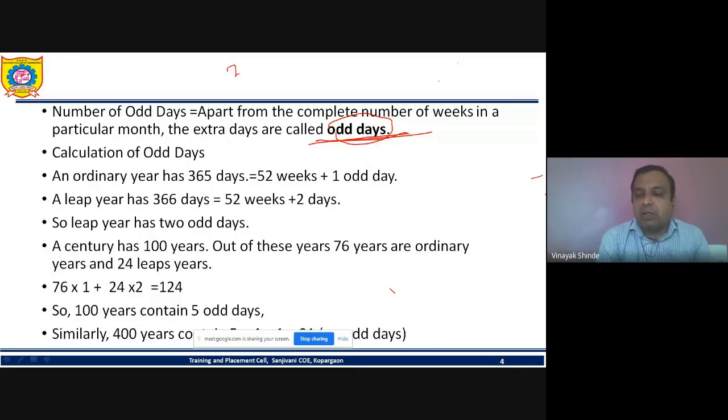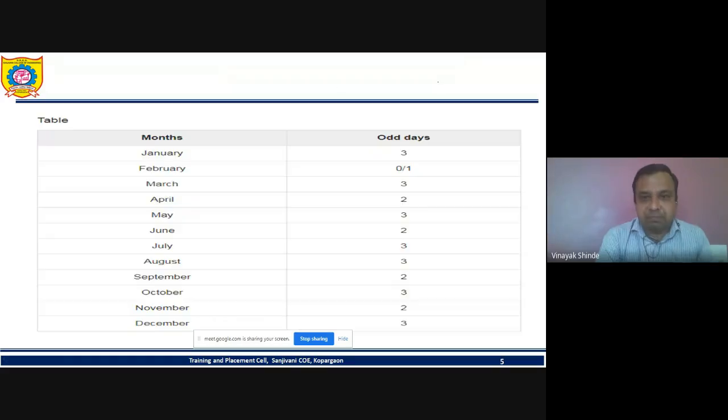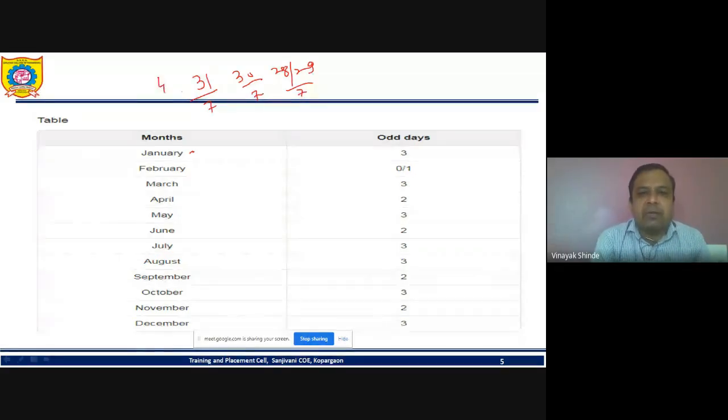Now in a month, how many days are there? In a month we have 31 days, 30 days, or 28 or 29 days. Okay, so apart from the complete number of weeks, here how many weeks can we get? Divide by 7. We can complete 4 weeks over here. Okay, what is the remainder? If I divide it by 7, the remainder is 3. So what is this 3? 3 is nothing but the odd day.